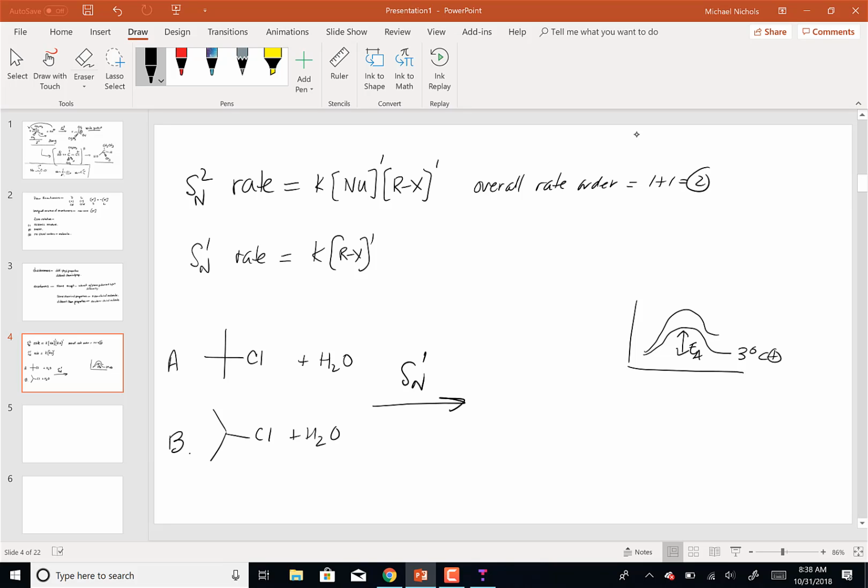The reaction goes faster because of a Swedish chemist. Starts with A. Arrhenius. The Arrhenius equation. So because I have a lower activation energy, the Arrhenius equation says that the reaction goes faster.